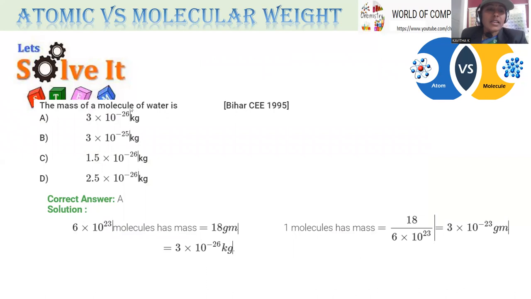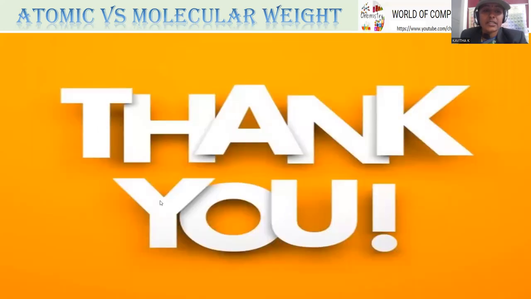The mass of a molecule of water will be? Just now we got the calculation for the entire thing. 3 into 10 to the power minus 26 kilograms. Because we have to substitute the Avogadro number, 6 into 10 to the power 23, 18 grams will be there for one mole. Going with this calculation, the grams value is obtained, which can be converted into kilograms by dividing by 1000. So 3 into 10 to the power minus 26 kilograms is the right answer.